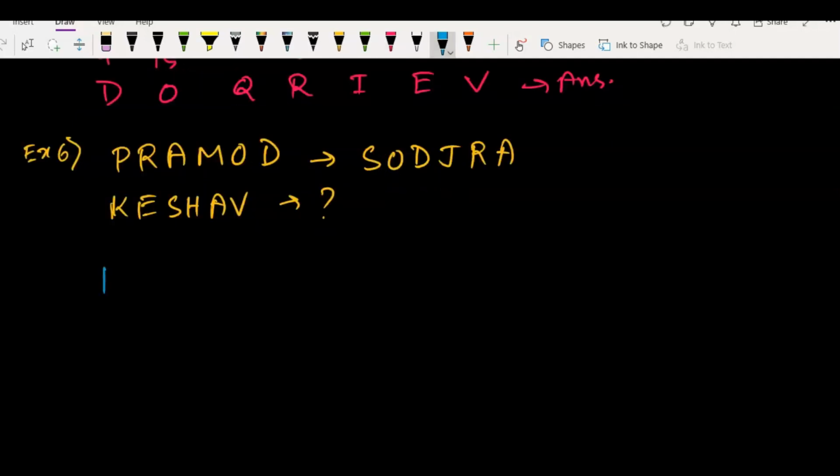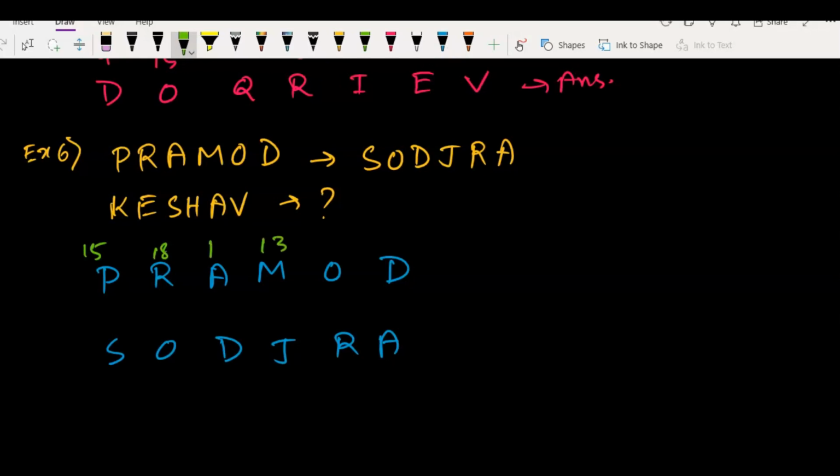Now come to question 6. We have PRAMOD. This is coded as SODJRA. Now P is 16, R is 18, A is 1, M is 13, O is 15, D is 4, and S is 19, O is 15, D is 4, J is 10, R is 18, and A is 1. So what is the pattern? Observe that this is plus 3, then we have minus 3, then plus 3, minus 3, plus 3, minus 3. So this is the pattern.